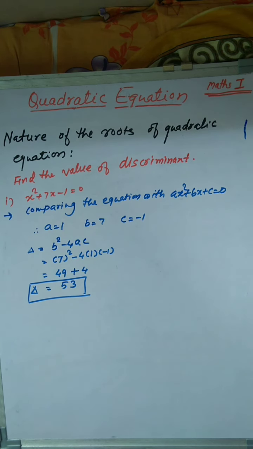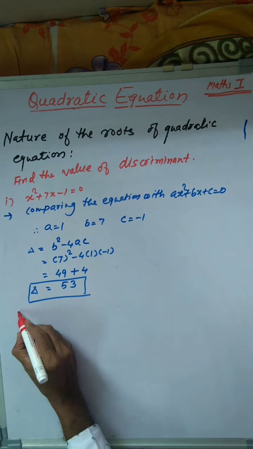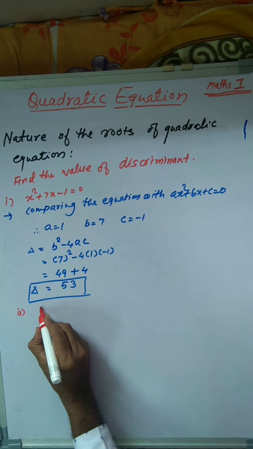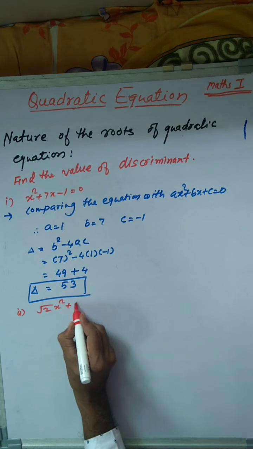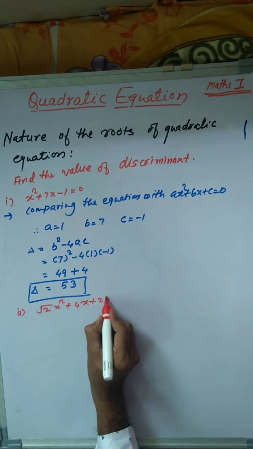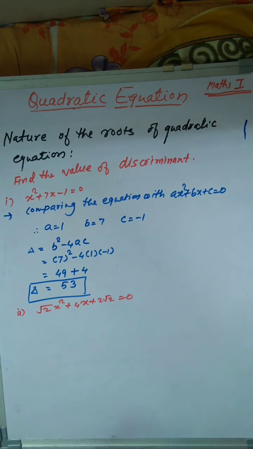Now second example, √2 x² + 4x + 2√2 = 0. Now same method, comparing the equation.